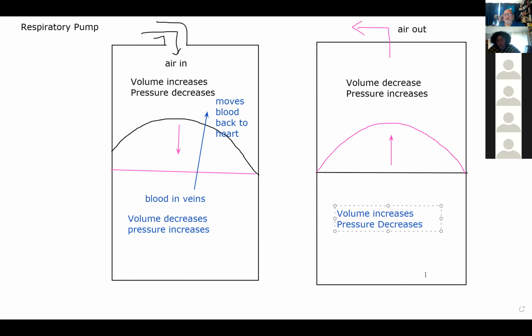So with valves, it can't. However, can this low pressure environment help to draw blood up from the legs? Yeah, absolutely. So this low pressure environment is going to help to draw blood up from the legs.